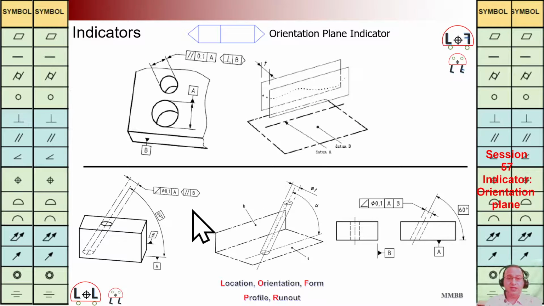Let's see another example here at the bottom. We have this angularity control with this diameter 0.1 with respect to A, when we are going to have this orientation plane indicator. We have this cylinder with a diameter of 0.1, while we should have two planes parallel to B with this distance 0.1. It means we are going to have two planes here tangent to this cylinder. Somehow we are going to say what is the direction of the width of this tolerance zone in this manner.